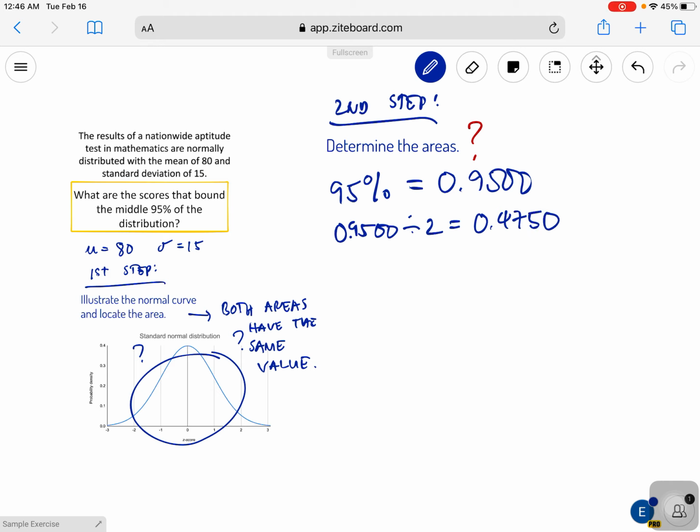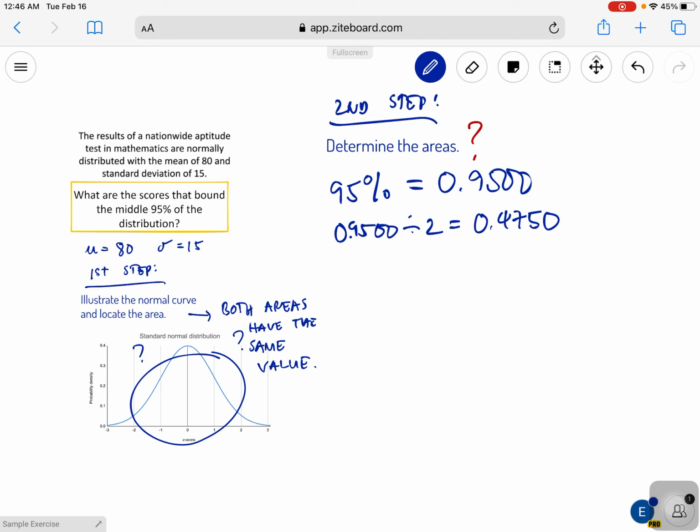We're dividing it by 2 because remember, we have to look at what is being asked. What are the scores that bound the middle 95% of the distribution? And as presented in the first step, both areas would have the same value because it's being divided into 2. We're looking at the middle 95% of the distribution.